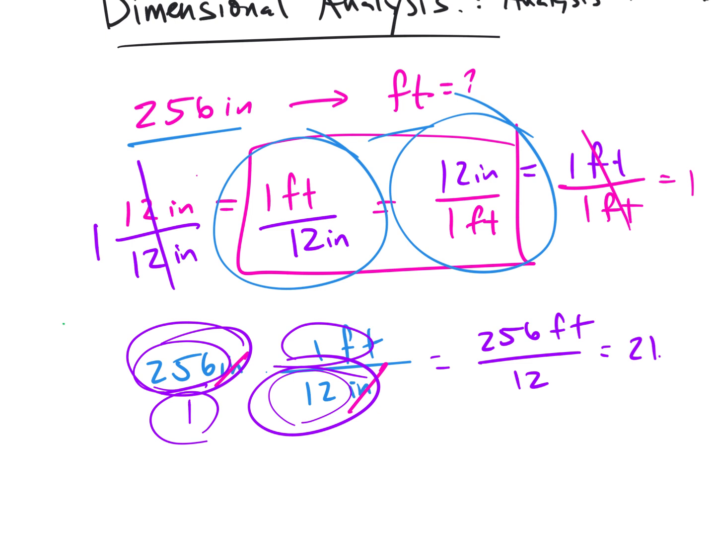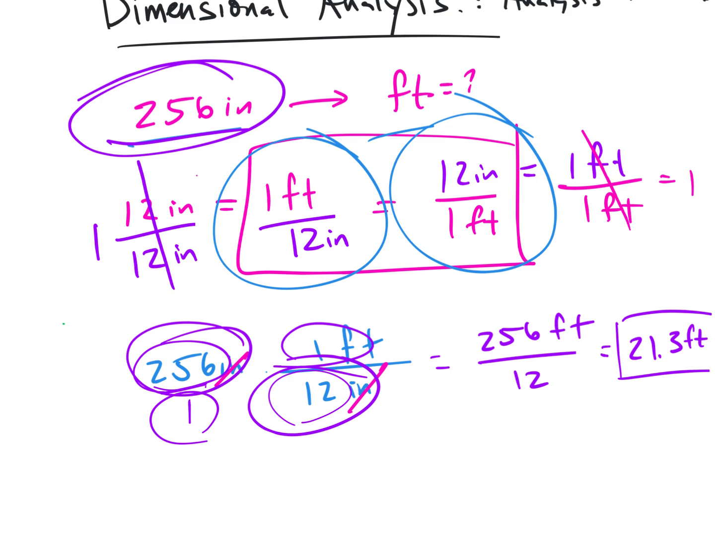333. We better round this appropriately. What should we round it to? 21? Or 21.3? Our original measurement has how many? Are we dealing with decimal places or sig figs here? Sig figs, because we're multiplying and dividing, right? So this has 3 sig figs. We better have 3 sig figs in our answer. Good?